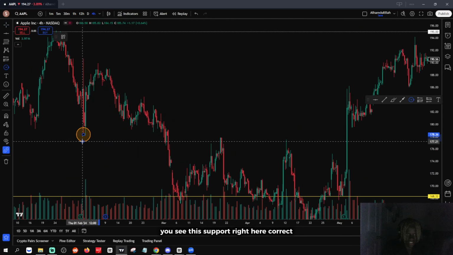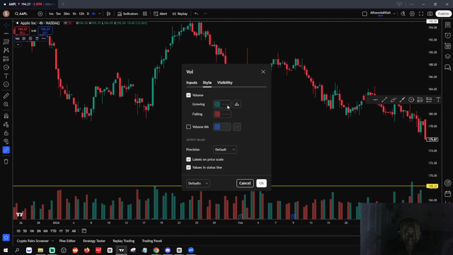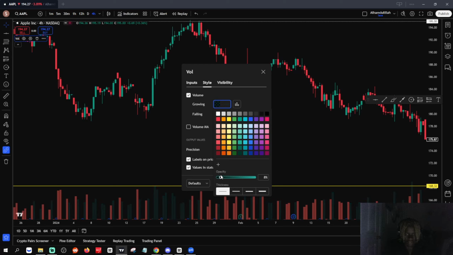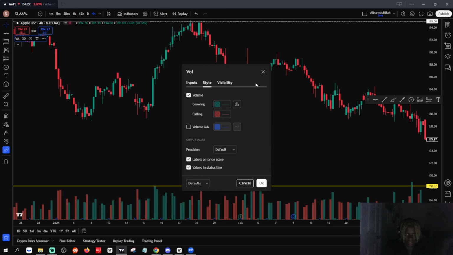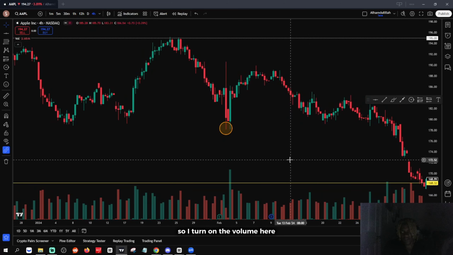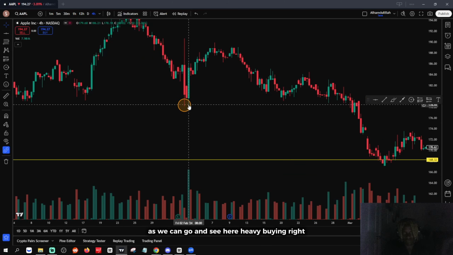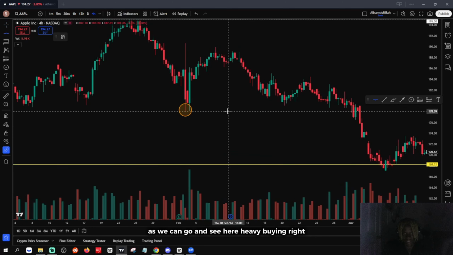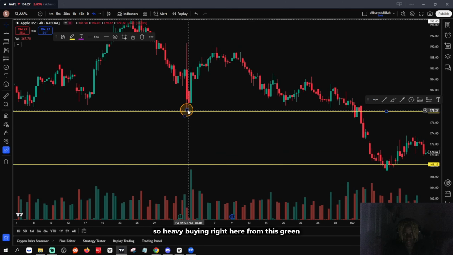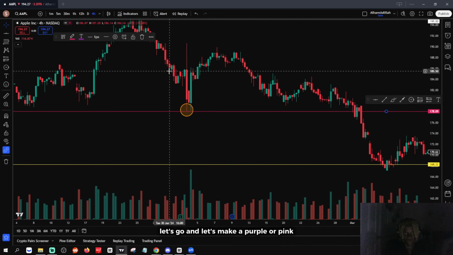Let me turn on the volume here. As we can see, heavy buying, right? Heavy buying right here from this green, on this yellow line. Let's make it purple or pink.